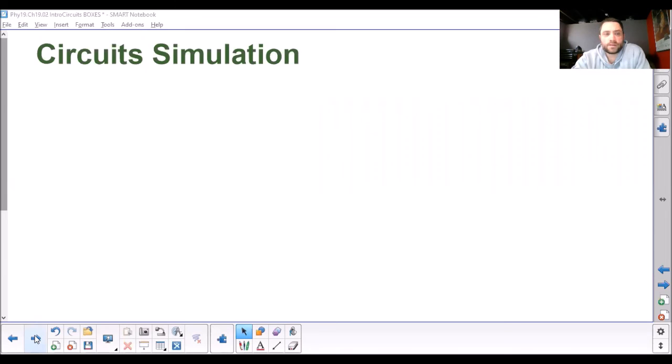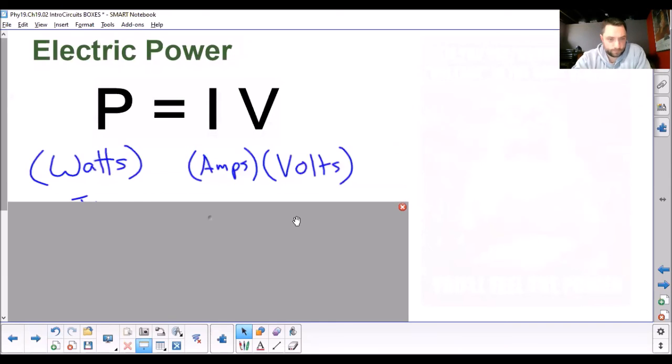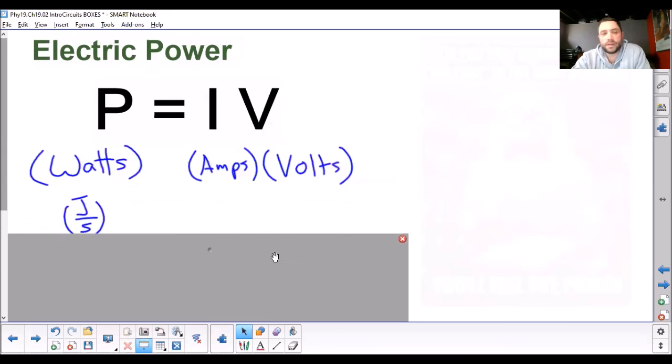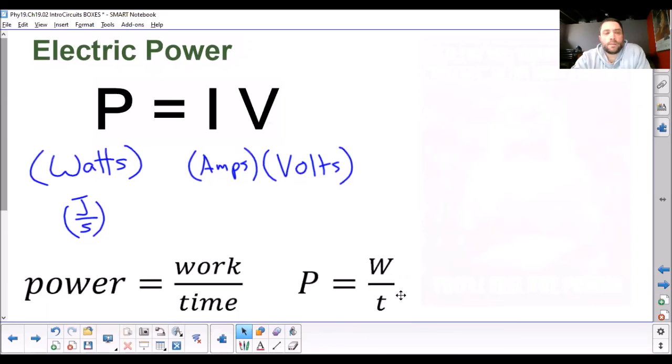Okay, so that leads us into what power is. And if you remember power from before, back when we talked about energy, power is work over time. So it's how much work gets done over how much time it takes to do it. Well, in electricity, the way we measure it is the current times the voltage. And that gives you how many watts of power you are supplying to your circuit. It's still a joule per second.